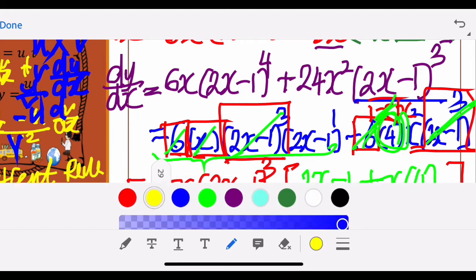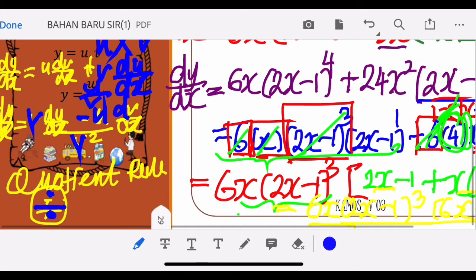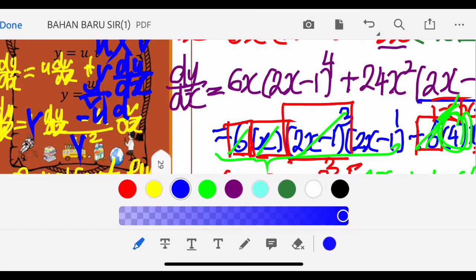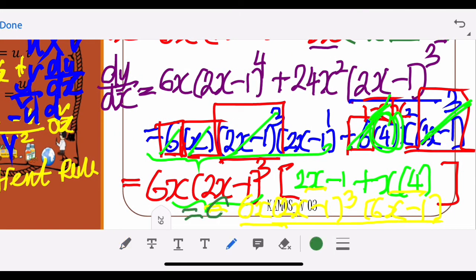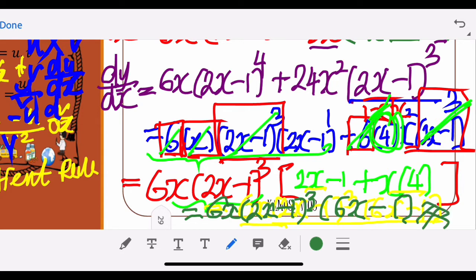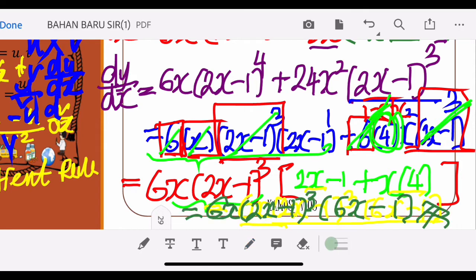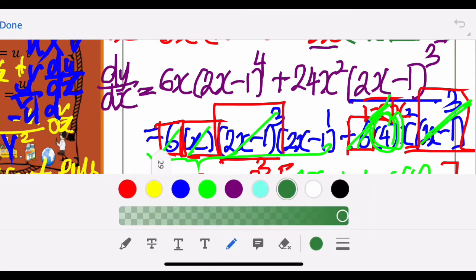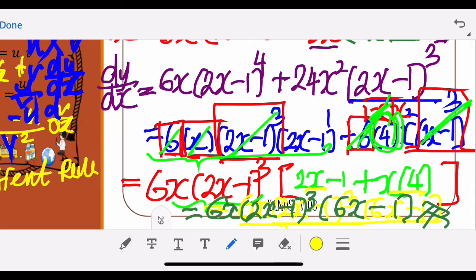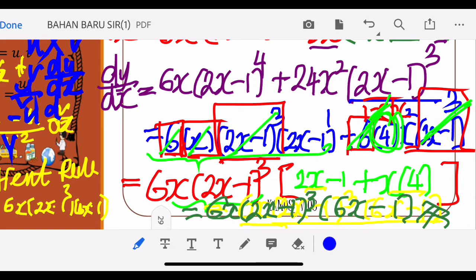Alright, double check because we tend to make careless mistakes. So that is the final answer that you are supposed to write. 6x, 2x minus 1 power 3 and then 6x minus 1 is the final answer. Okay, final answer must be simplest form. Alright, clear? Okay, so maybe I write again here. Final answer is 6x, 2x minus 1, power 3, 6x minus 1. Right, so this is the final answer for this question.